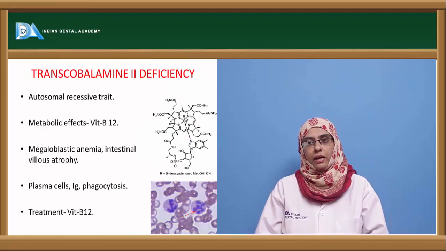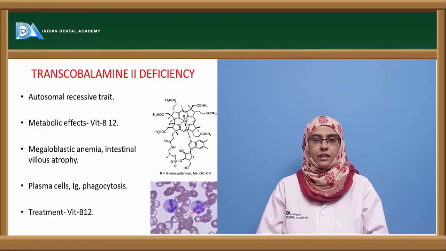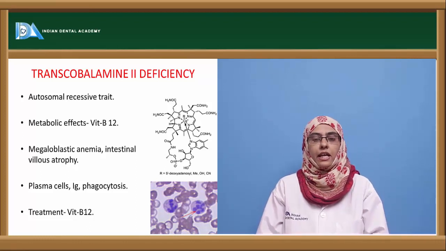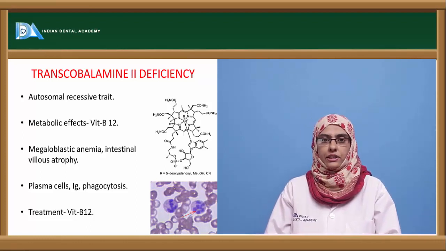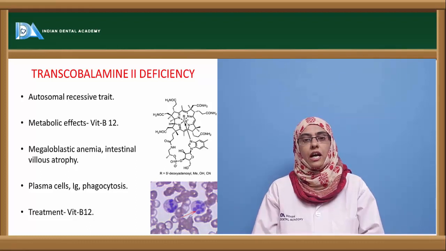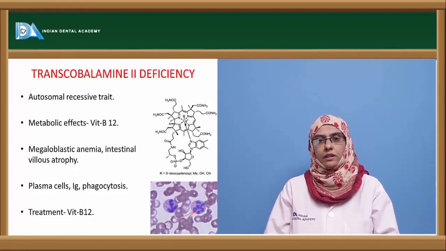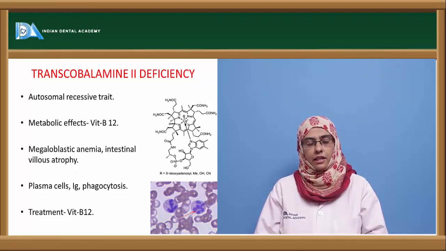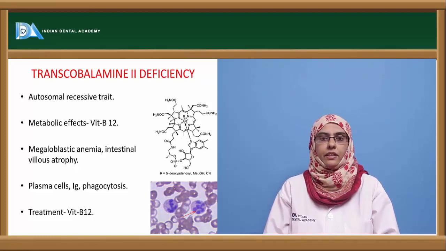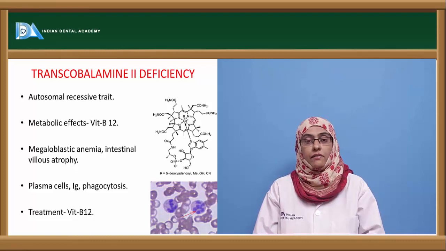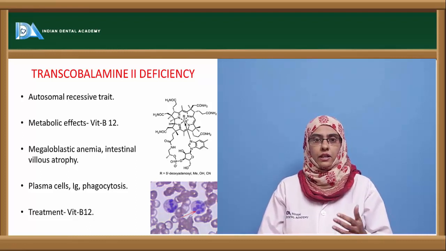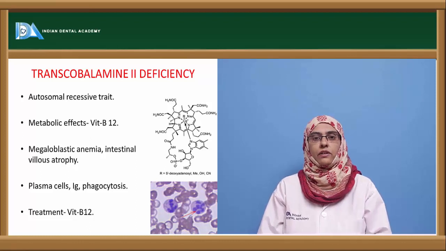Next is the transcobalamin 2 deficiency. Transcobalamin 2 deficiency is an autosomal recessive trait, again inherited from generation to generation, where the recessive genes are usually carried from the parent to the children. And in the case of this patient, there is a metabolic defect in the uptake of vitamin B12. Vitamin B12 is very important for hematopoiesis, or the production of the RBCs.